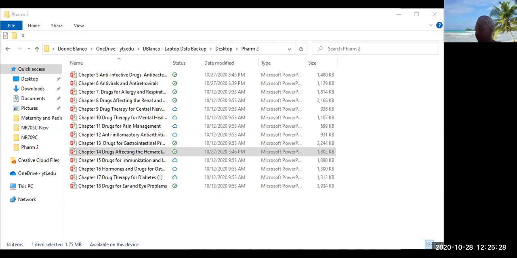Okay, so I'm not going to stay on this chapter too long. You have all your anticoagulants and everything else here. So basically, you have the blood clotting.